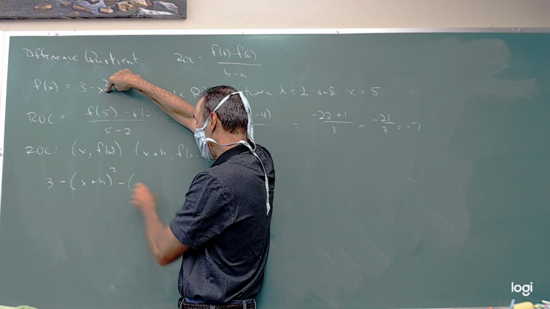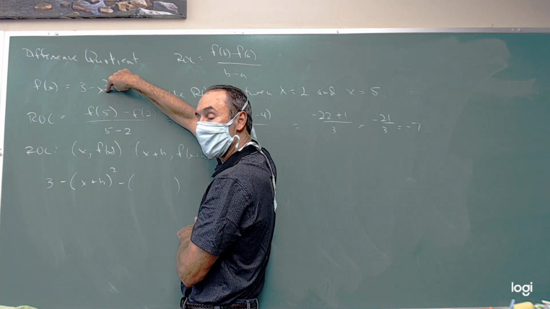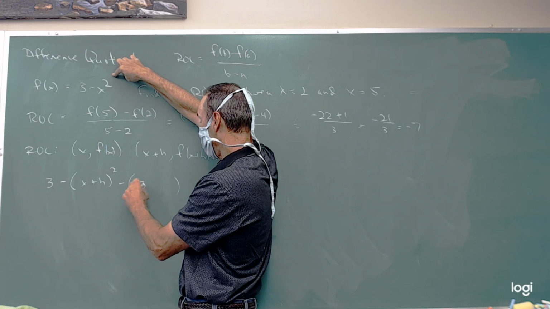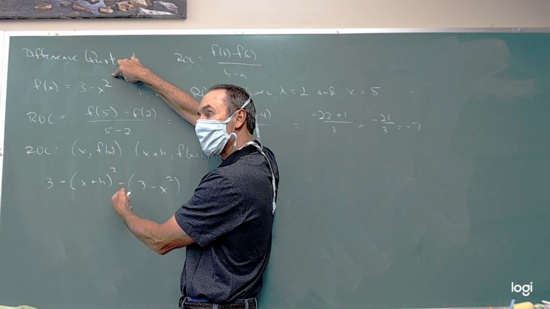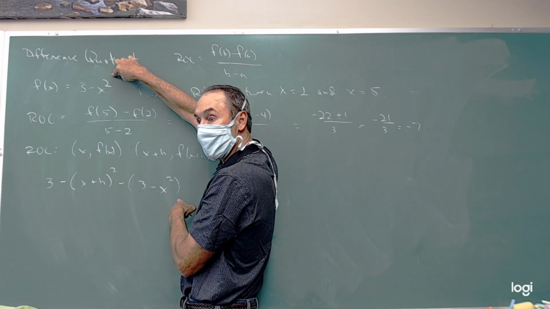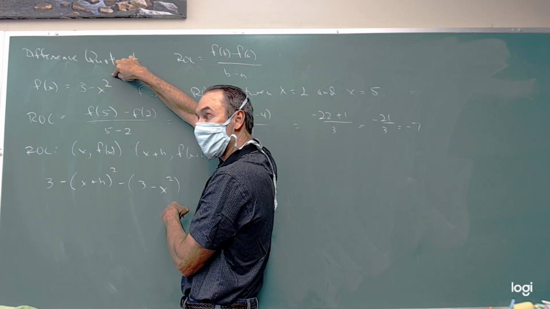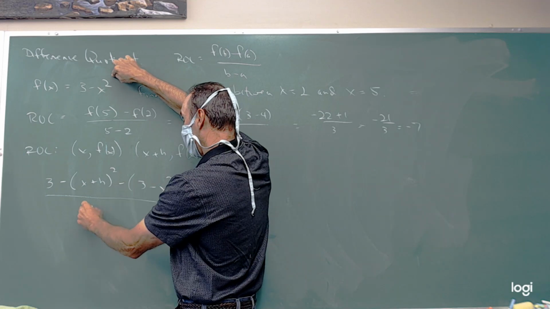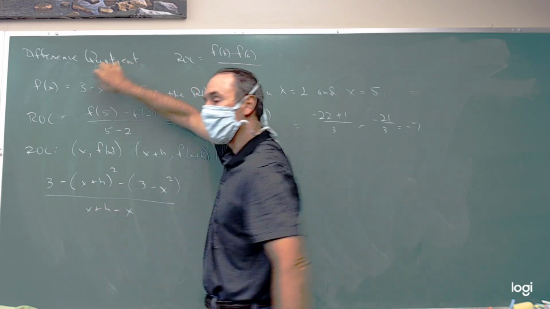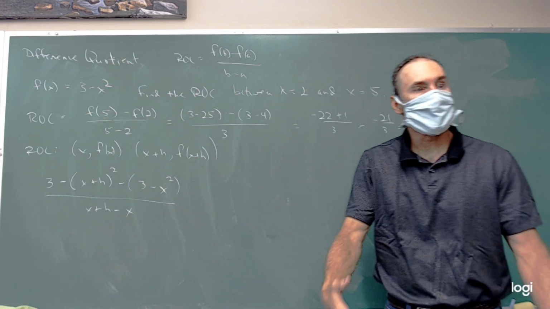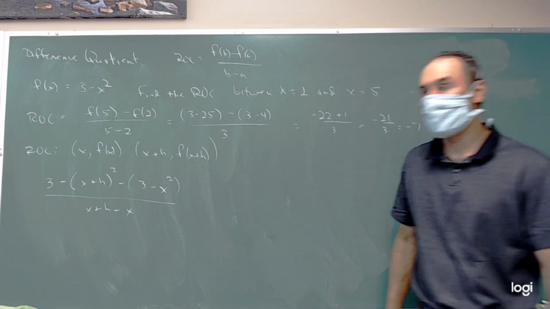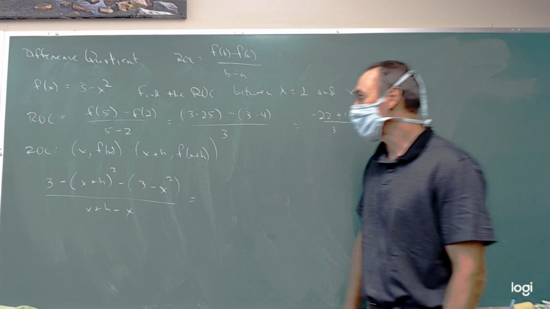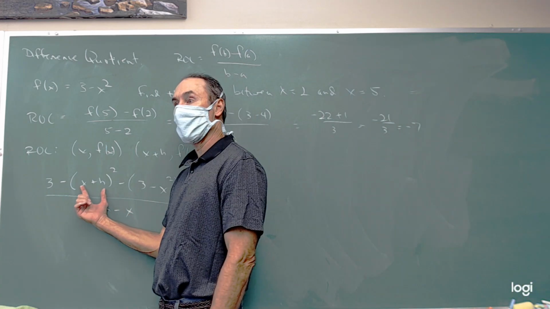Minus. Now I'm going to subtract off the whole quantity f of x. And f of x is this whole thing, the 3 minus x squared. Notice that minus is going to have to distribute over this. This is an easy place to make a mistake. All over x plus h minus x. I'm going to write it out here, but we can soon skip that step because we're going to get the same result every time. Okay, we talked about briefly our shortcut for squaring out a binomial.